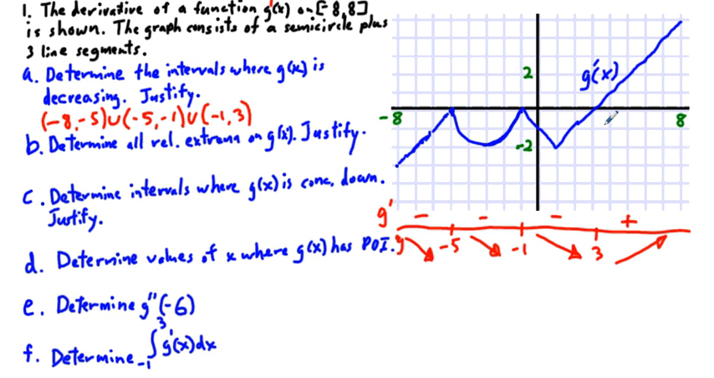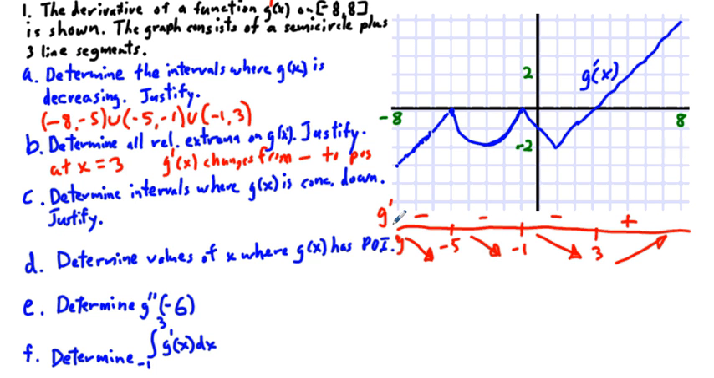All relative extrema. Well, the only relative extremum will be right here at x equals 3, because g prime changes from negative to positive. So graphically the number line demonstrates that's going to be a relative minimum.